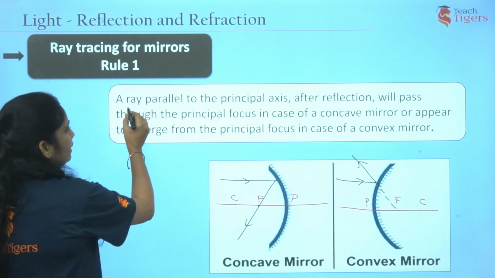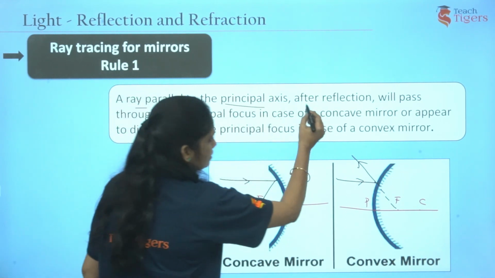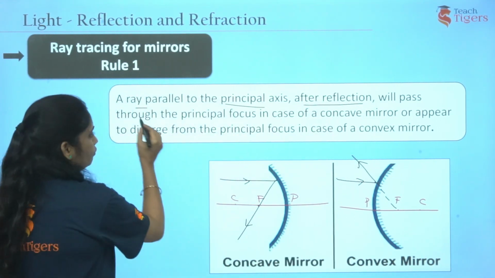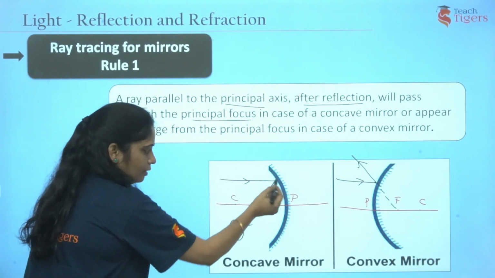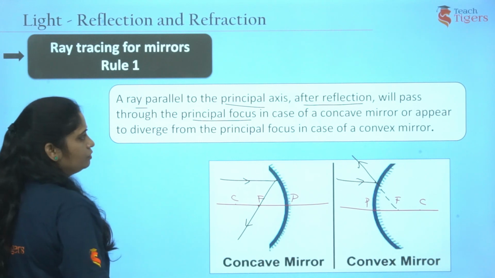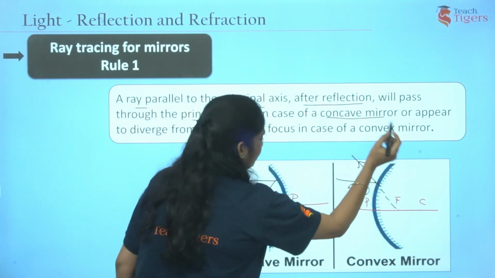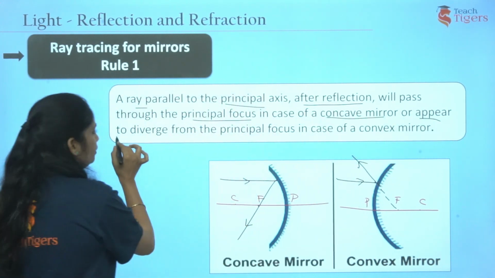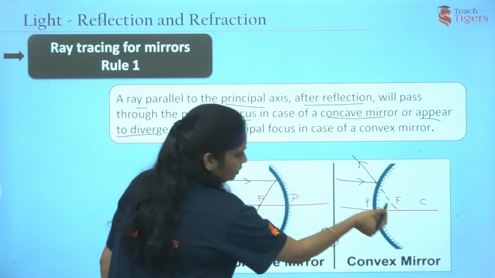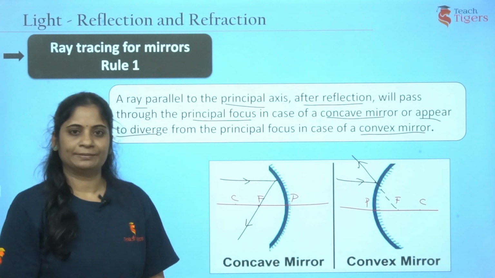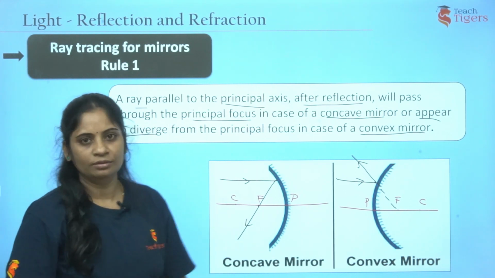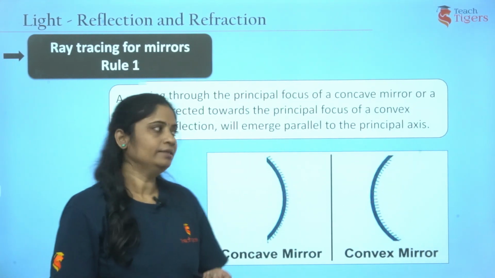So what is the first rule? A ray parallel to the principal axis after reflection will pass through the principal focus. Which is parallel, after reflection it passes through the focus in case of a concave mirror and appears to diverge in the case of a convex mirror. So this is the first ray rule. Let's proceed with the second ray rule.